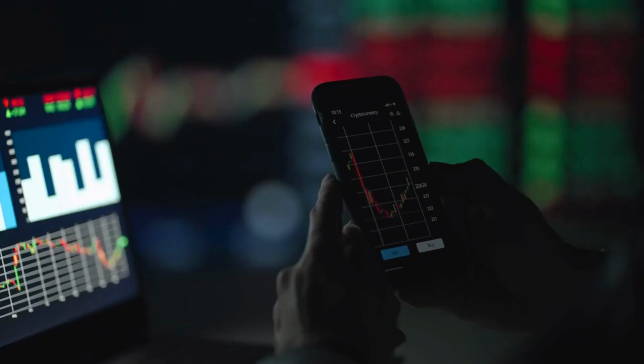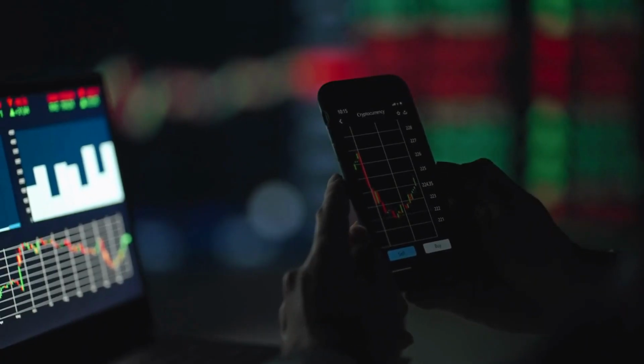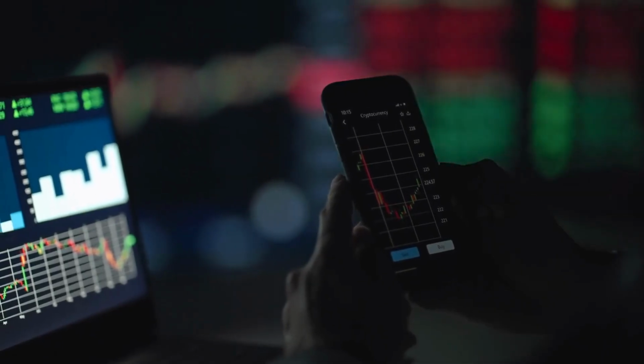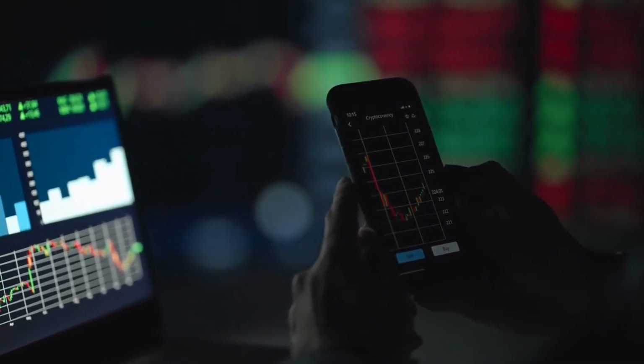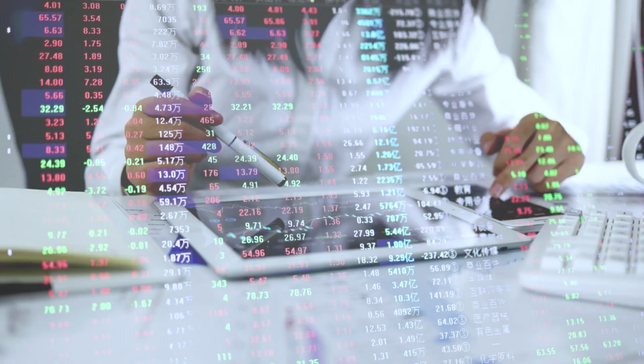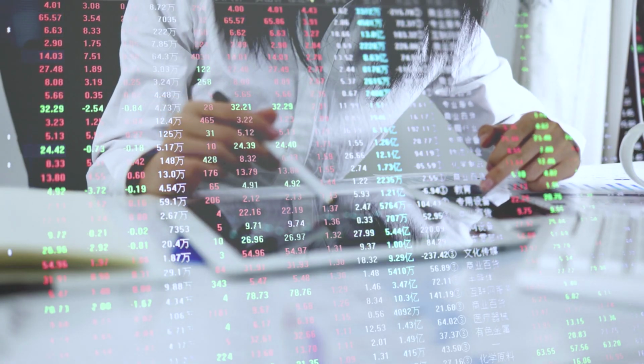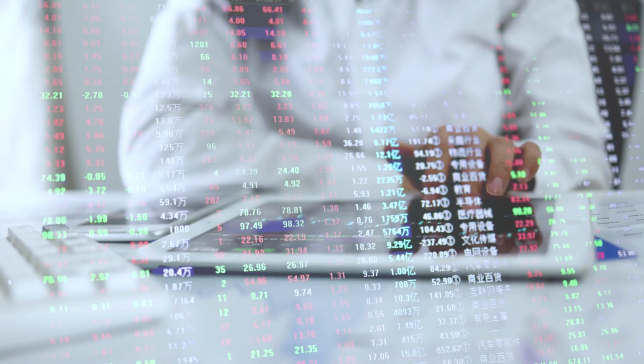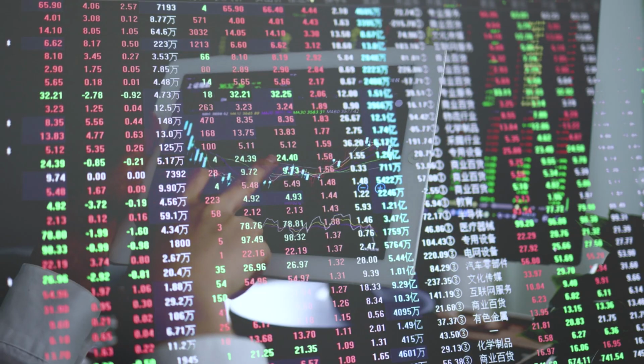Investing without risk management is like sailing in stormy seas without a compass. Every serious investor needs strategies to protect their capital, minimize losses, and navigate market volatility with confidence. In this video, we'll break down essential risk management techniques, from diversification and stop-loss orders to position sizing and hedging, so you can invest smarter, stay disciplined, and safeguard your portfolio against unexpected market swings.